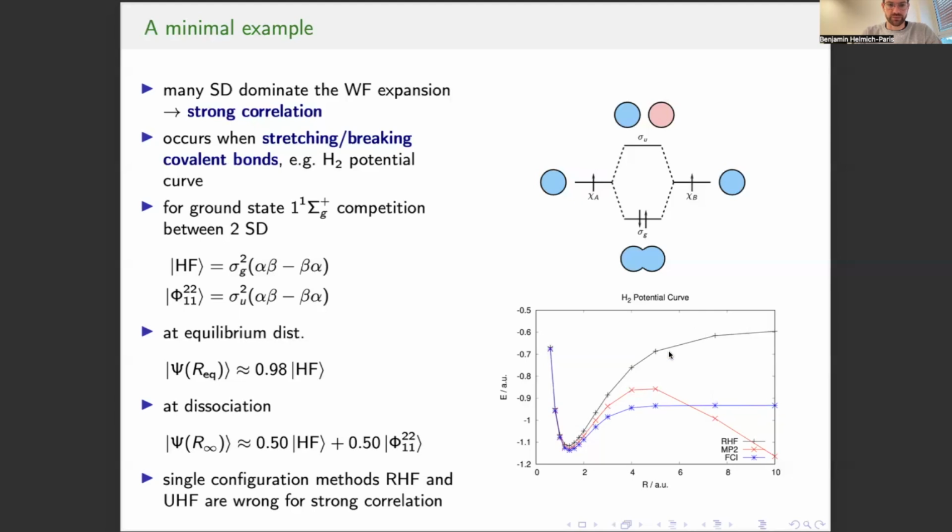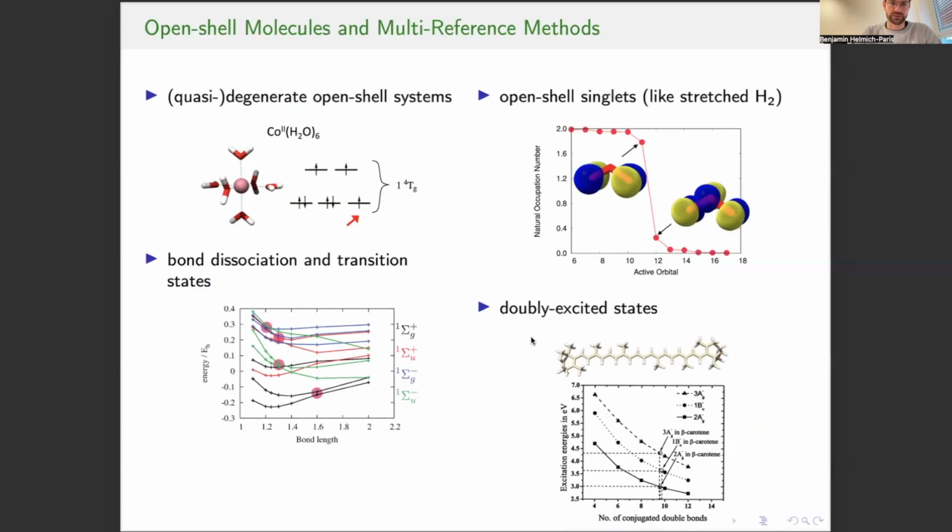It actually describes here an ionic dissociation into a proton and a hydrogen anion. If we use a correlated method based on perturbation theory, like MP2 on top of the restricted Hartree-Fock solution, we get very unphysical results. So this textbook example can be carried over to more chemically interesting systems.